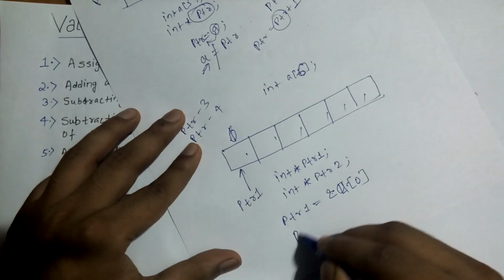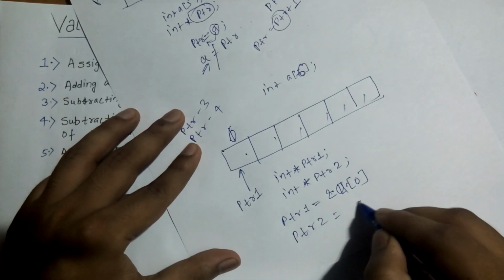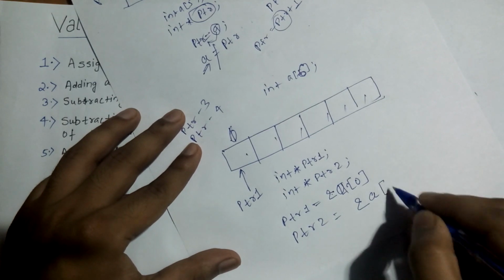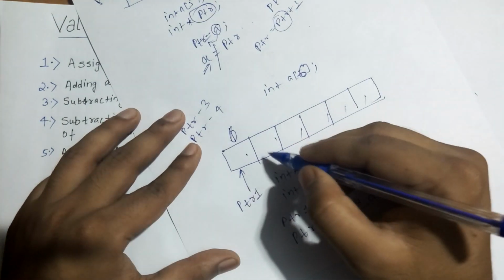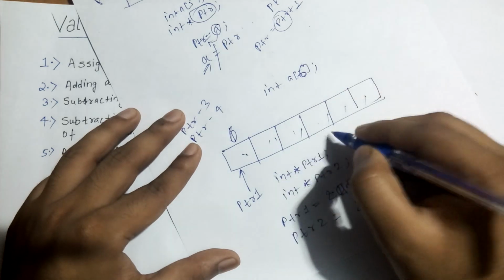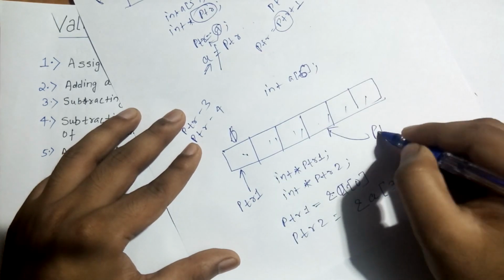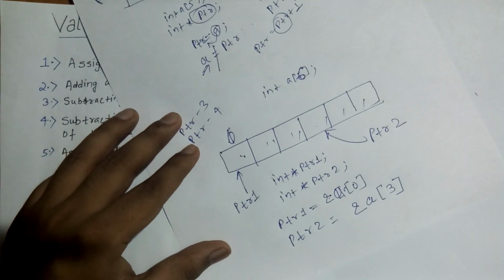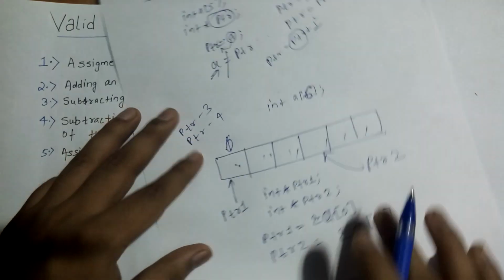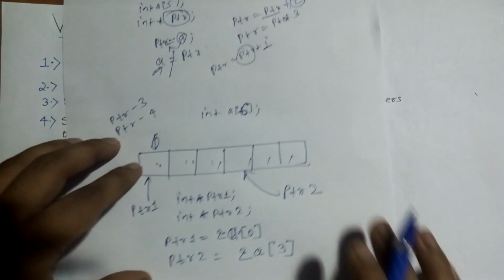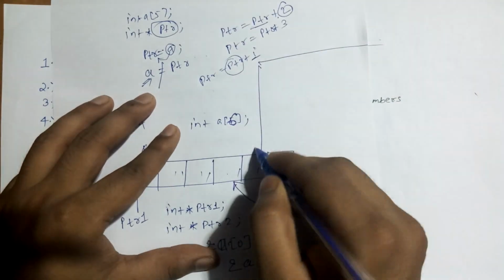And let's say we assign ptr2 to our third index, that is 0 1 2 3. Our ptr2 is pointing to this location. So you can do these things.